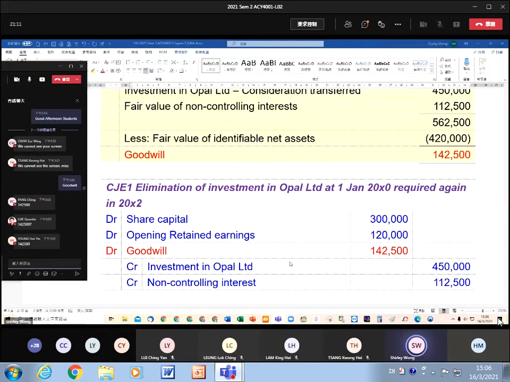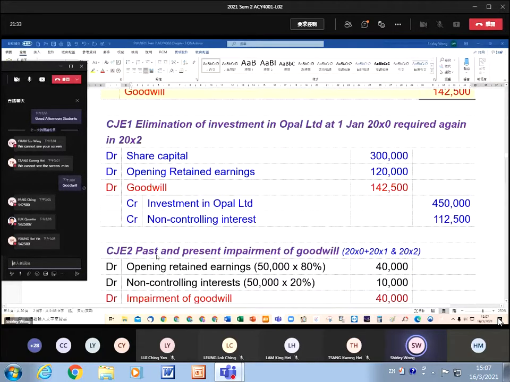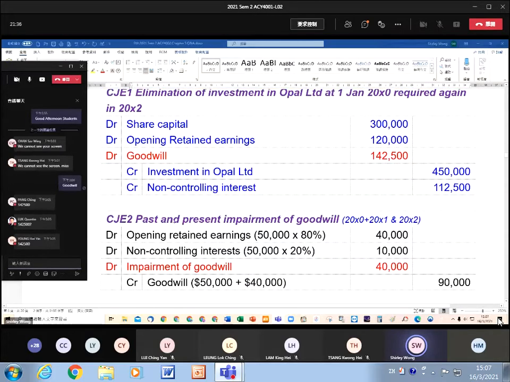So usually CJE number 1, you know, is to eliminate the investment in the subsidiaries. And then CJE number 2 will usually be the goodwill impairment and also the fair value difference. Therefore, in this case, you do not have fair value difference. We just need to focus on the goodwill. And from the question, we know that the goodwill has been impaired during this year and last year as well. So the second journal entry, we will call it past and present impairment of goodwill. The past represents 2000 and 2001, and present implies 2002. For the current year, 2002, the amount is 40,000.